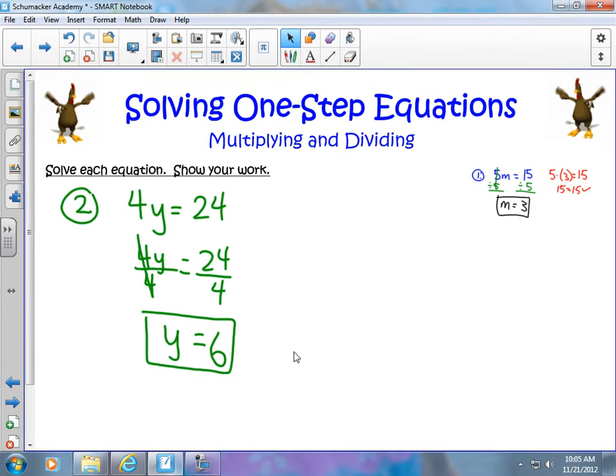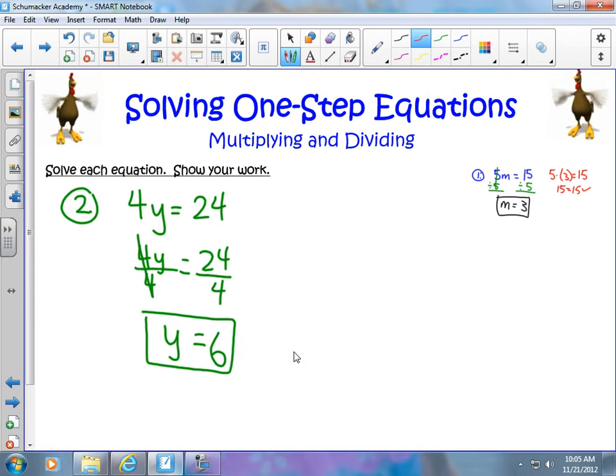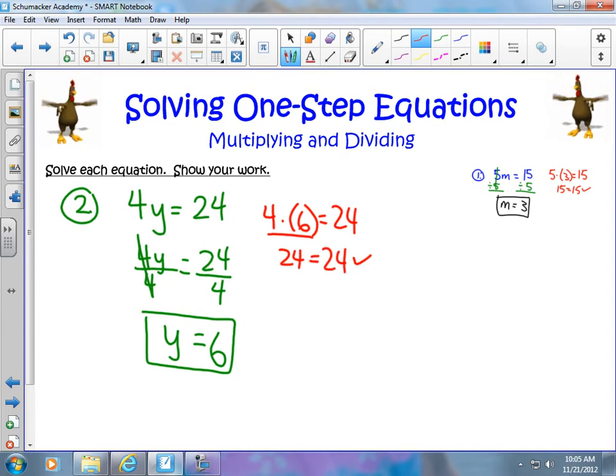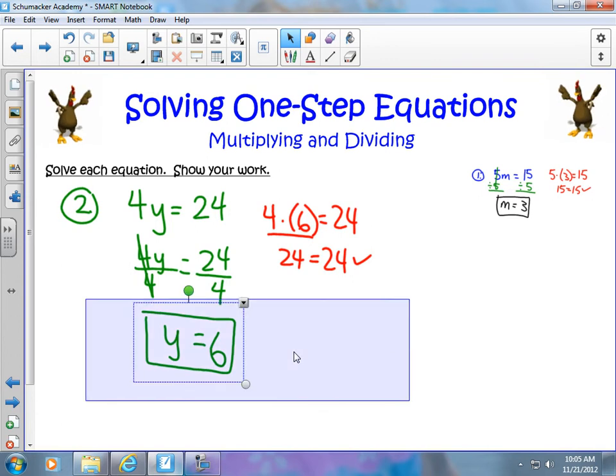Again, it gets you the same answer either way. It really makes no difference how you're doing it, as long as you understand the main principle of undoing through inverse operations to get your variable all by itself. So again, 4 times our 6 equals 24. 4 times 6 is 24 equals 24. And this one also checks out.